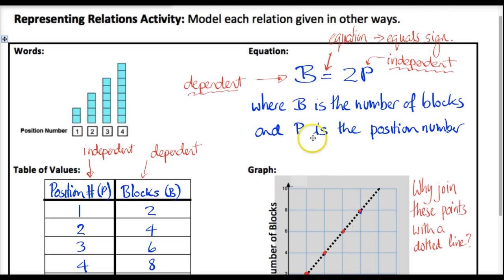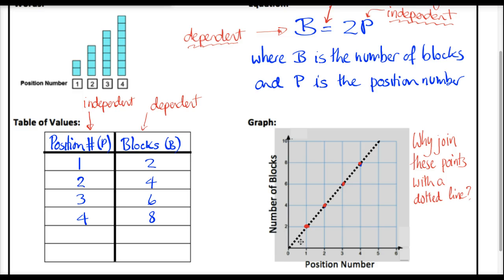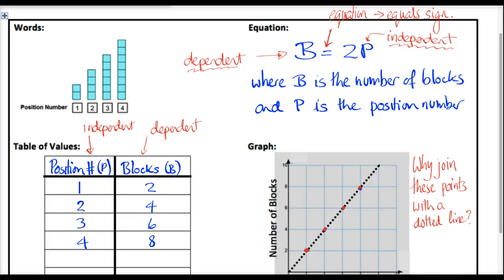And then we have to write the equation. So we define our two variables. B is the number of blocks, P is the position number, and then we say B, the dependent variable, is always on the left of the equation, equals 2 times P. This is actually called a direct relation. We're going to get into that more in a future video. When you have no starting value, or the starting value is 0 on both axes, you can see here that when the position number is 0, there are no blocks. That's called a direct variation. There's no initial value when the independent variable is 0. We'll come back and look at some more examples of that shortly.